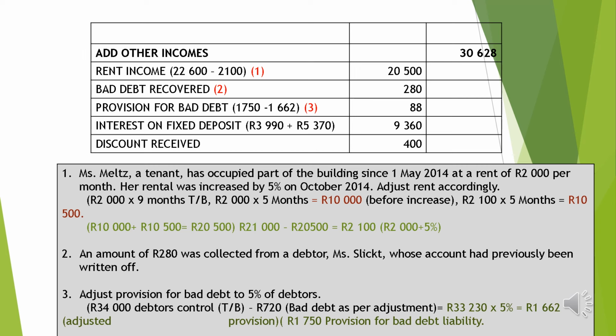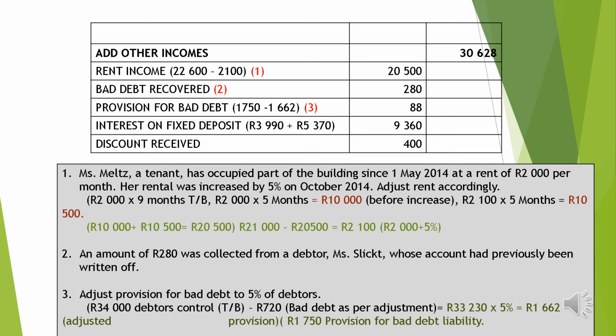So we are going to remove it here in your income statement, income received in advance, and record it in your statement of financial position, where we record it as a current liability, income received in advance.